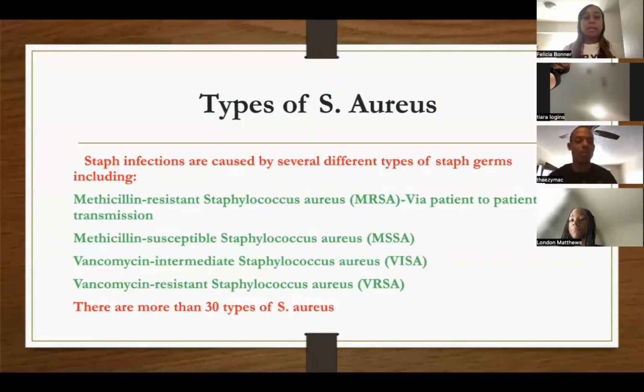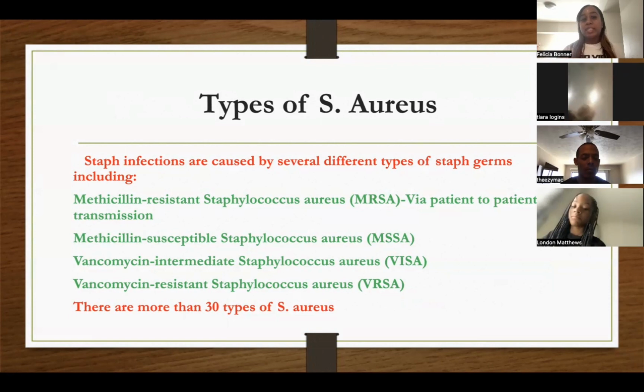All right, these are some of the types of S. aureus. Staph infections are caused by several different types of staph germs. Like I told you, you come in contact with different germs. We have MRSA, which is methicillin-resistant. We have MSSA, which is methicillin-susceptible Staphylococcus aureus. We have vancomycin. Methicillin is an antibiotic, vancomycin is an antibiotic, but these different types of antibiotics become resistant to the staph infection, depending on the severity of it.